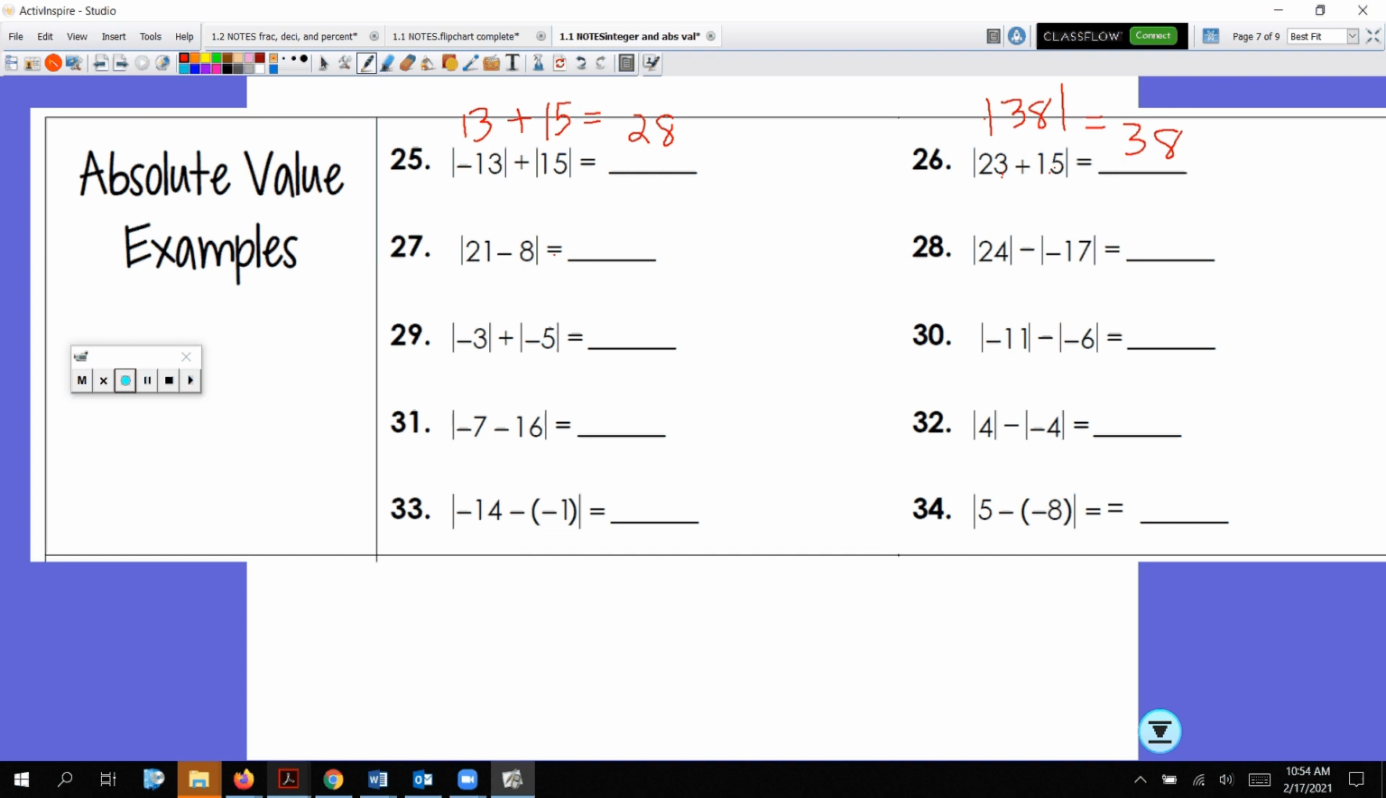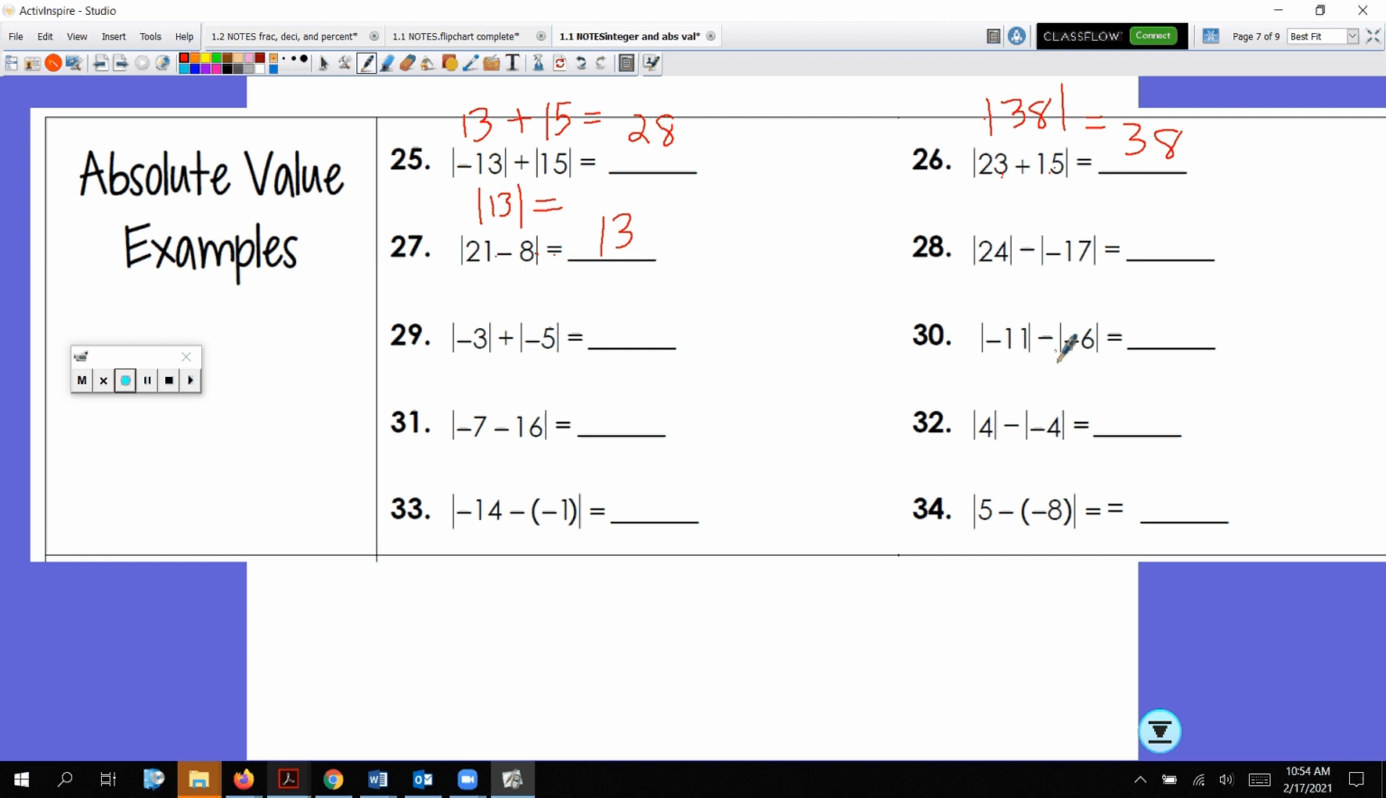All right, 21, again, this operation is inside those absolute value bars, so go ahead and figure out what 21 minus 8 is. Okay, so 21 minus 8 is the absolute value of 13. Well, how many units away from 0 is 13? It's 13.